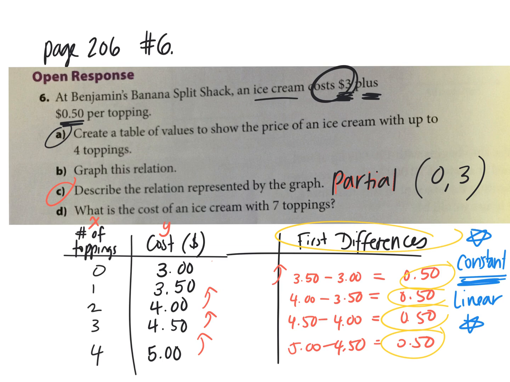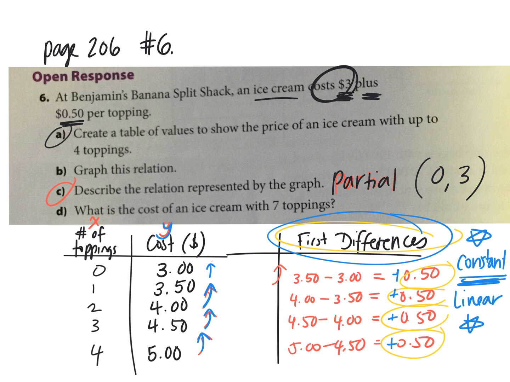Again, all of this stuff is on your test. You need to know words like constant, linear, first differences, which is the change in the y values. These are our y values. We're figuring out how it changes every time. It goes up, it increases by 50 cents.